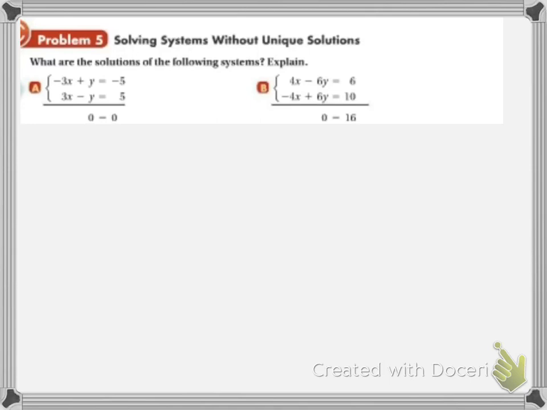Problem 5 is kind of nice. I want to know what the solutions of systems are. There's a technological glitch. So you're going to see that 0 equals 0, and 0 equals 16, I'm sorry. So I really want to focus on those two things.